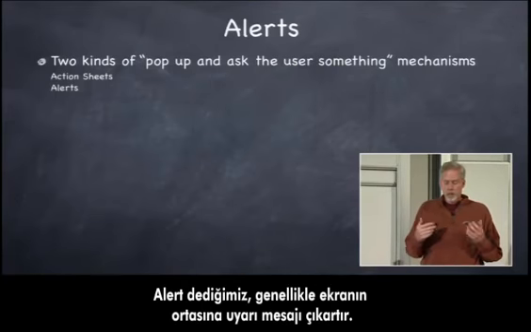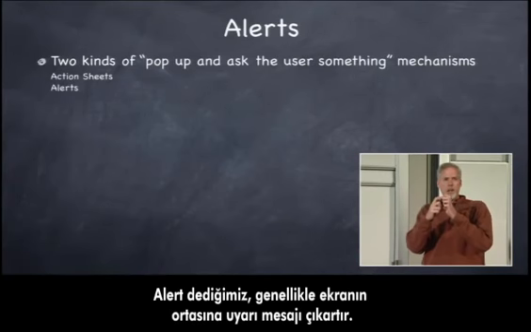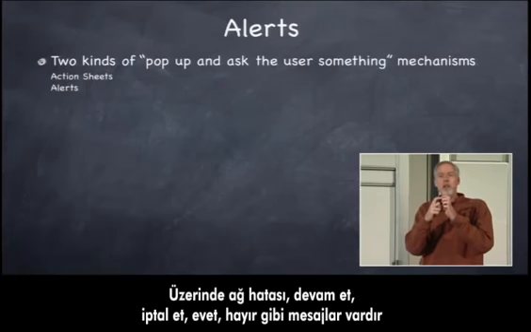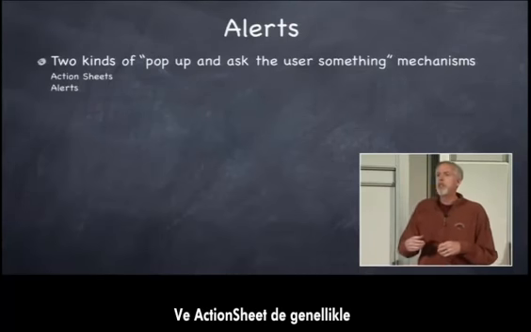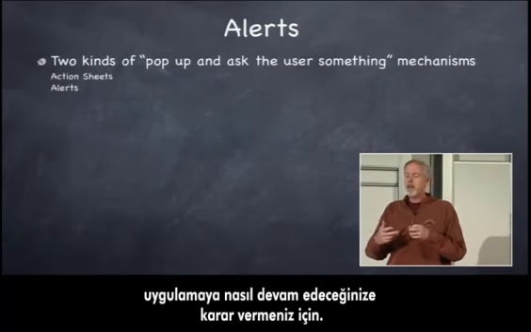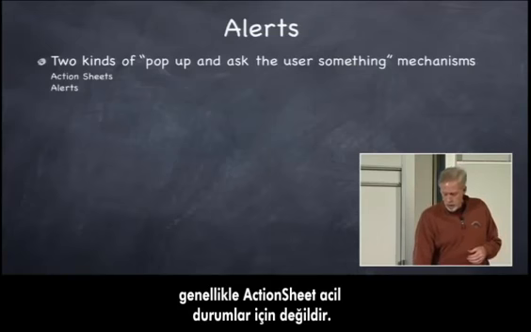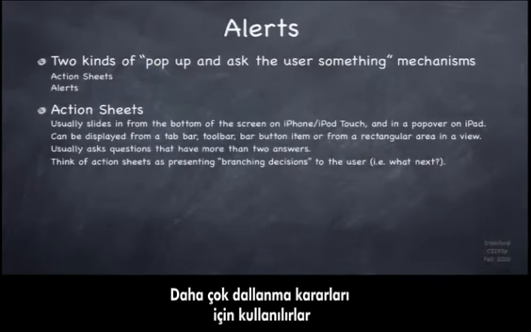The one that we call alerts really is the thing that puts up kind of a translucent window right in the middle of the screen, usually that says network error, continue, cancel, or yes or no or whatever. So it's that kind of alert. And then an action sheet is usually, here's 3 or 4 choices you can make right now for how to continue in this application. Action sheets are not usually for emergency situations. They're more for branching decisions.